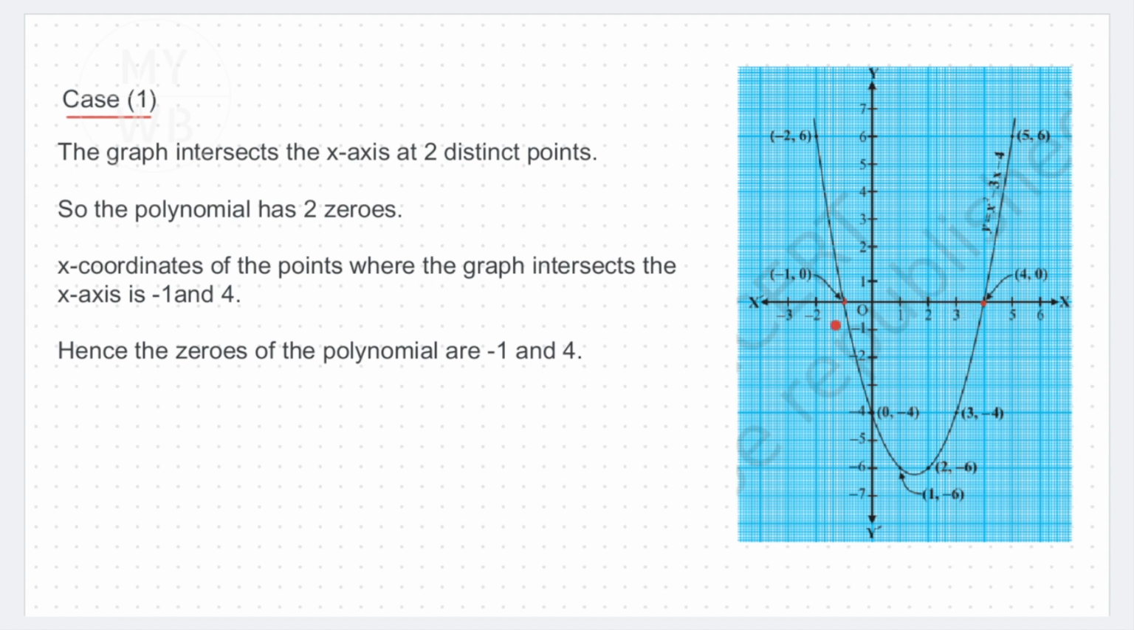And the zeros can also be found by just seeing the graph. You have to note down the x coordinate of the points where it intersects the x-axis. The x coordinate of this point is -1 and the x coordinate of this point is 4. So we can say -1 and 4 are the two zeros of this polynomial p of x. Next, case 2.